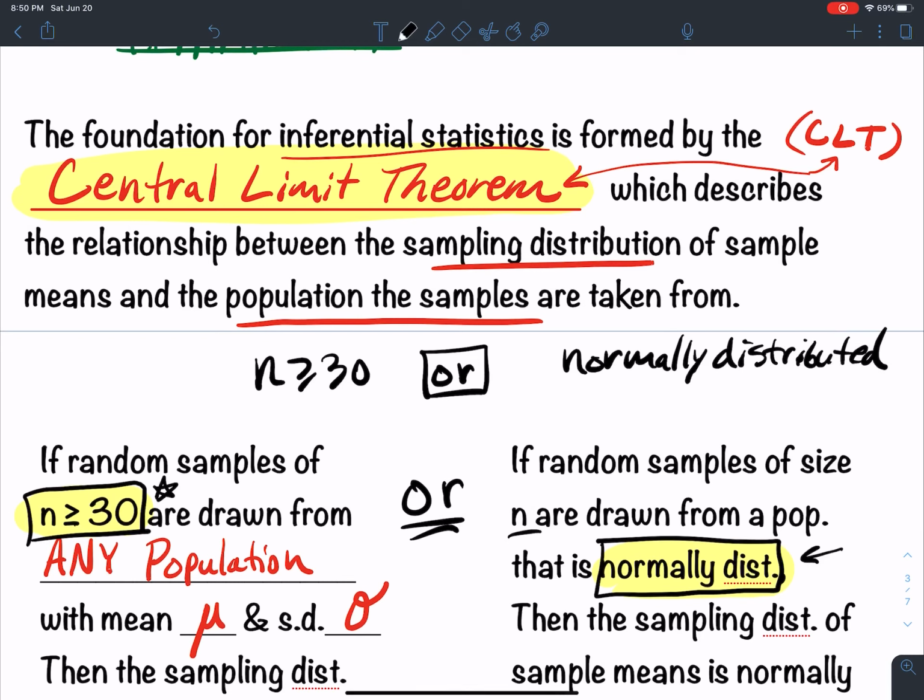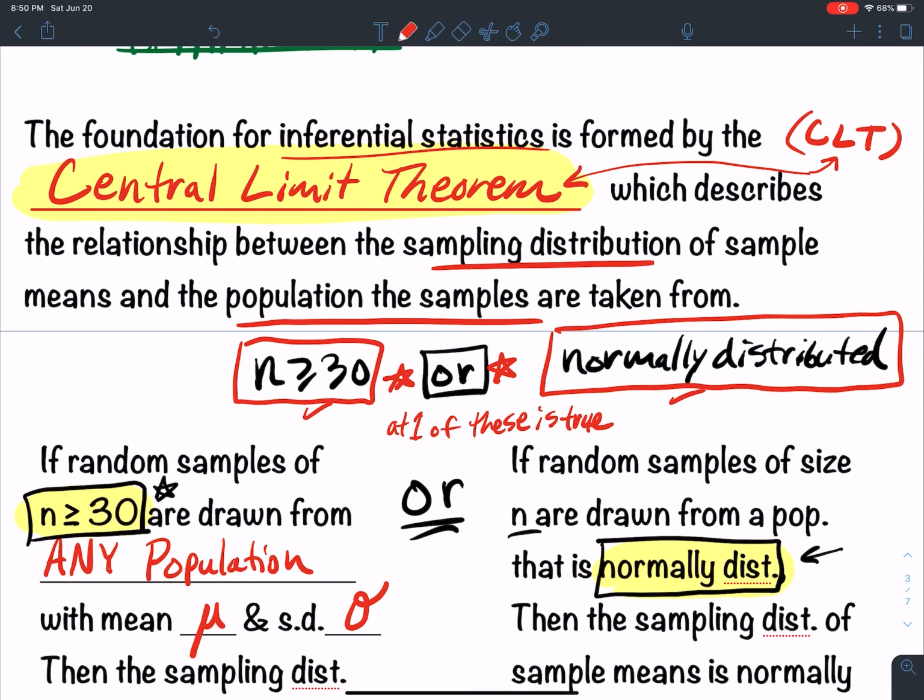Now, could I have both? Sure, I could have both, but I only need at least one of these to be true. So at least one, that's what or means. At least one of these is true. Either n is greater than or equal to 30, or the population is normally distributed, or both could be true.